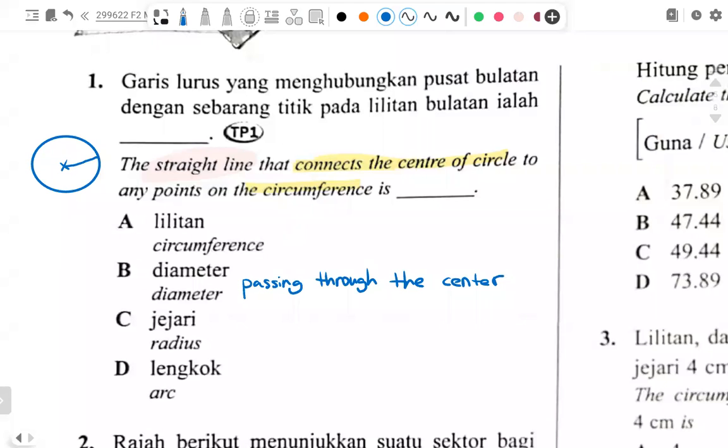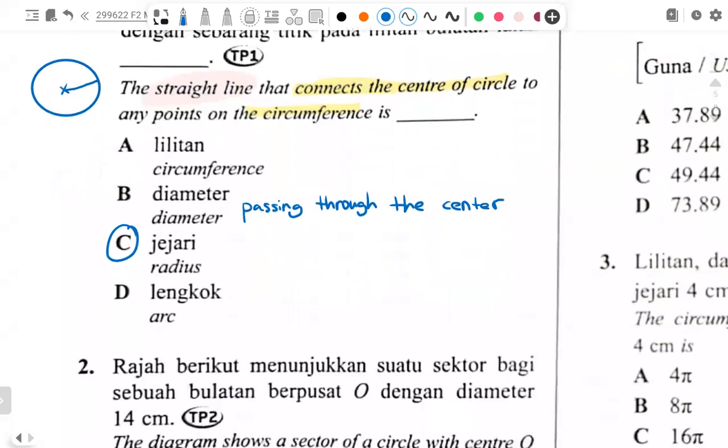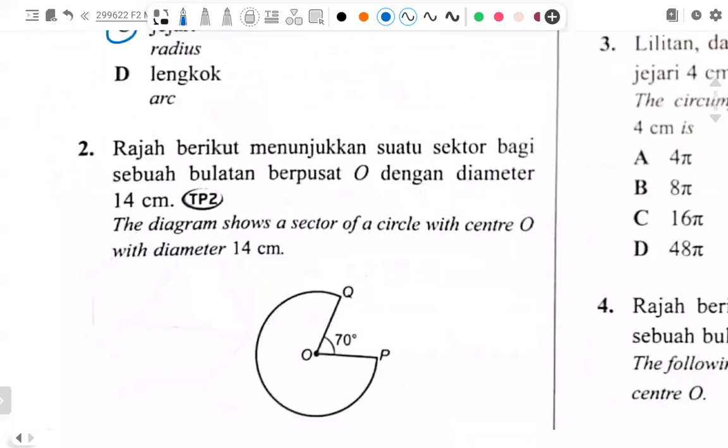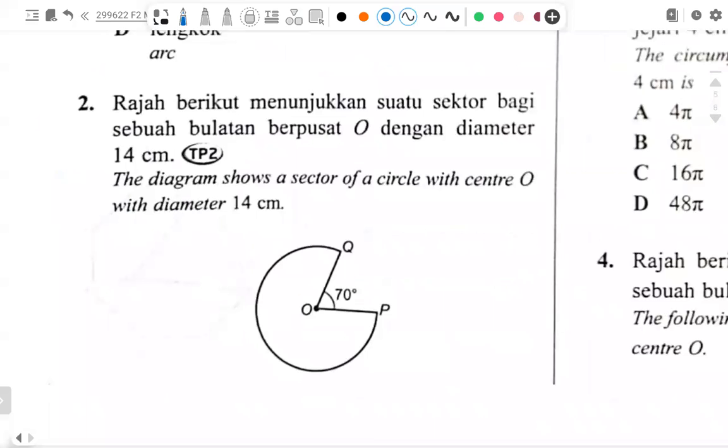Radius. Okay. Great. Radius, yeah. So you see the difference, radius and diameter. Diameter is passing through, melalui. Okay, number 2. The diagram shows a sector of a circle with center O with diameter 14 cm. So here it says diameter. We know that diameter is a straight line passing through the center.